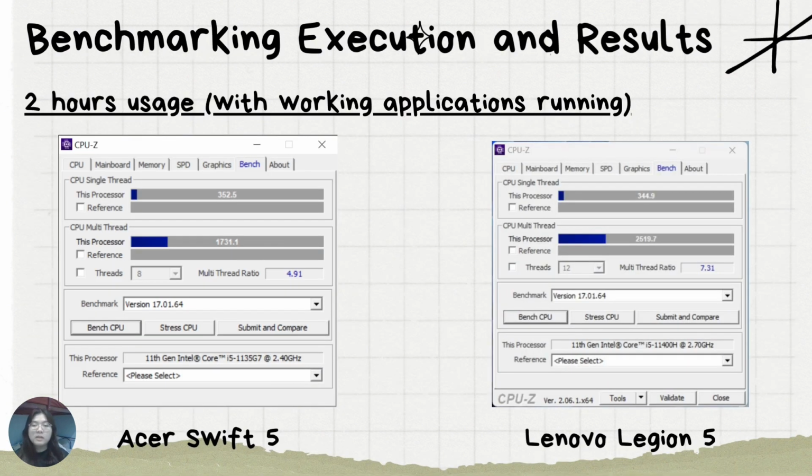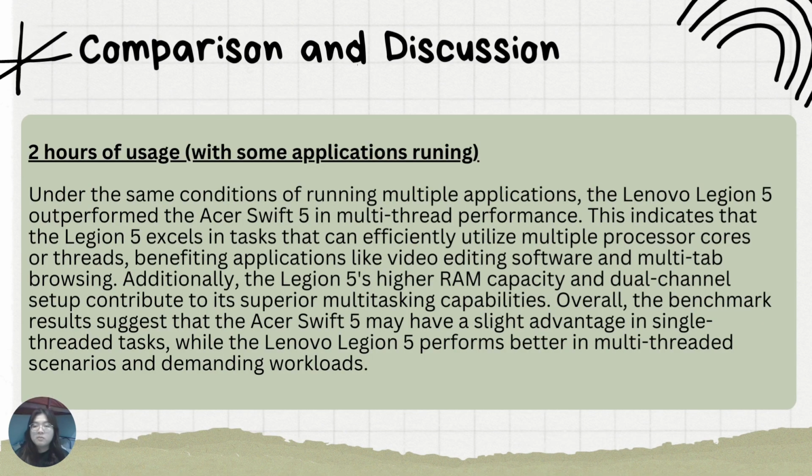So for the next one, we test for 2 hours of usage with working applications running. The applications that we run are Google Chrome with 10 tabs running YouTube, video editing software, Microsoft Word, snipping tools, Discord, and Visual Studio Code. So this is the result that we get after 2 hours for Acer Swift 5 and the Lenovo Legion 5.